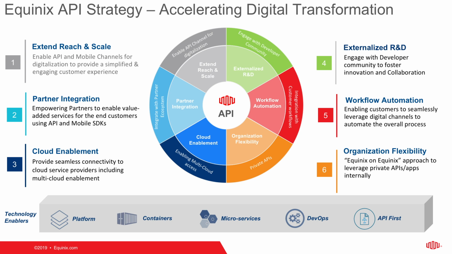Equinix is at the frontier of enabling multi and hybrid cloud with our customers. So one of the key aspects was how we help our customers with cloud enablement via APIs, because these days everything is what we call the easy button. Everything needs to happen with one push or even zero touch. So enabling APIs for cloud enablement really helped, and you'll see some case studies in coming slides. Fourth one was externalized R&D.